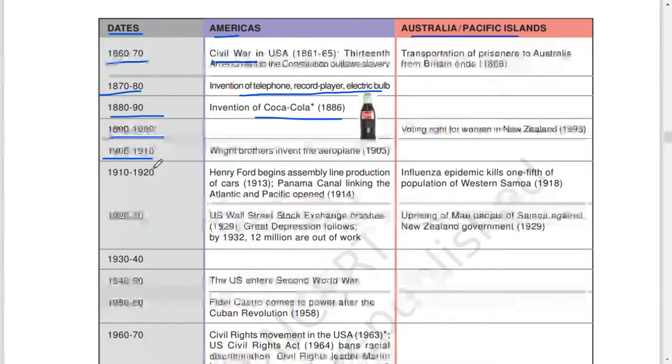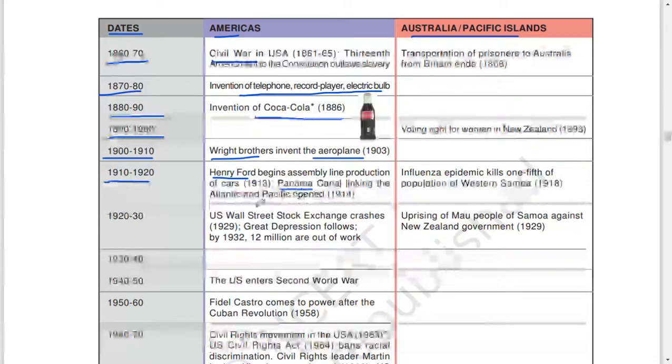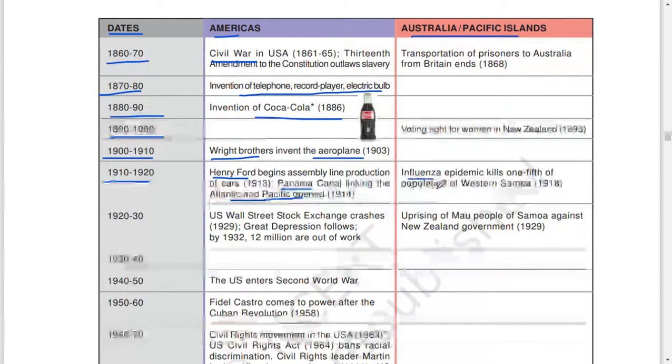1900 to 1910, Wright brothers invent the aeroplane, 1903. 1910 to 1920, Henry Ford begins assembly line production of cars, 1913. Panama Canal linking the Atlantic and Pacific opened, 1914. Influenza epidemic kills one-fifth of the population of West Samoa, 1918.